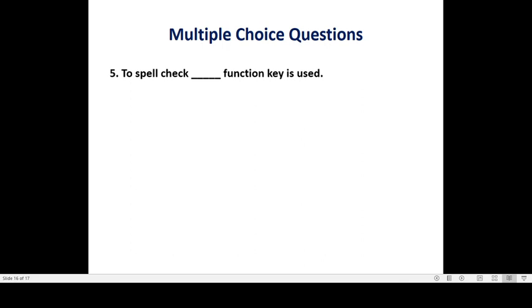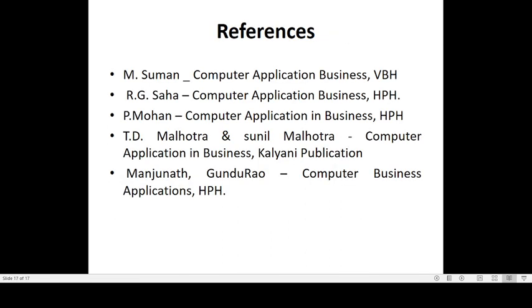Next, to spell check, which function key is used? Option A, F5. Option B, F6. Option C, F7. Option D, F8. And the correct answer is option C, F7.